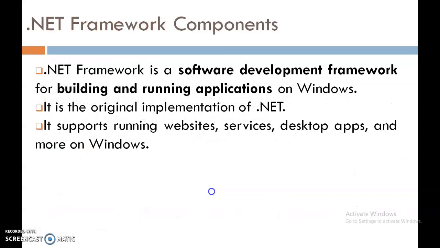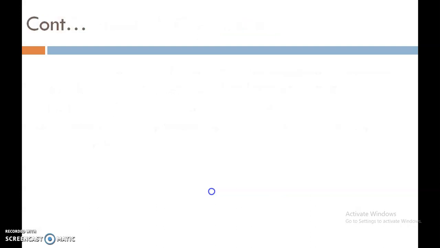Now, next is the .NET Framework component. The .NET Framework is a software development framework which is used for building and running applications on Windows. It is the original implementation of .NET. It supports running websites, services, desktop apps, and more on Windows.